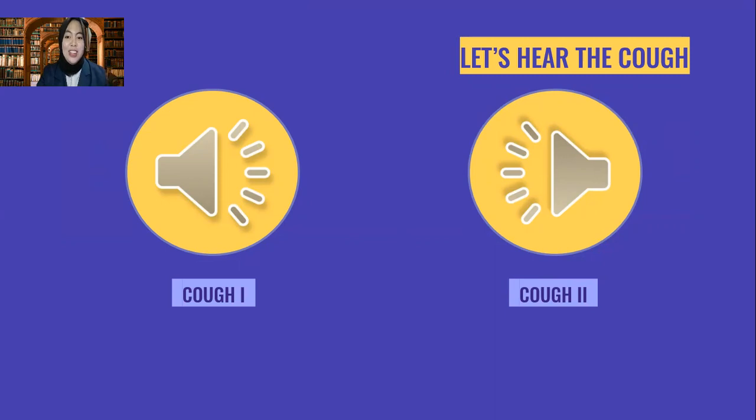Okay, so after hearing those two coughs, can you determine which one is COVID and which one is not? Let's see. If you are saying the left one is positive and the right one is negative, you were wrong, because as you can see, our normal human ear cannot decipher which one is COVID and which one is not just by the cough.